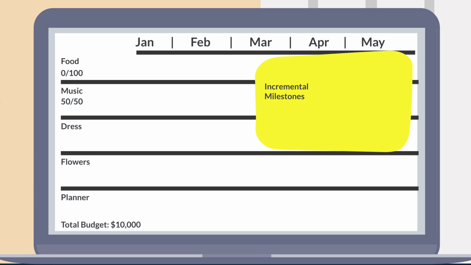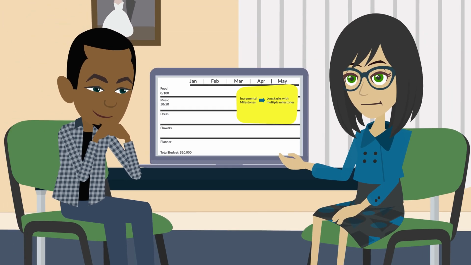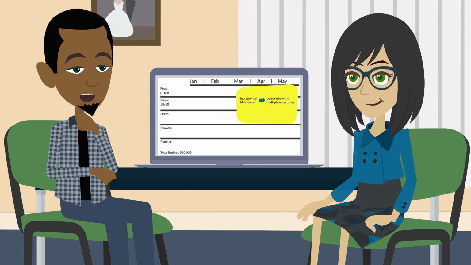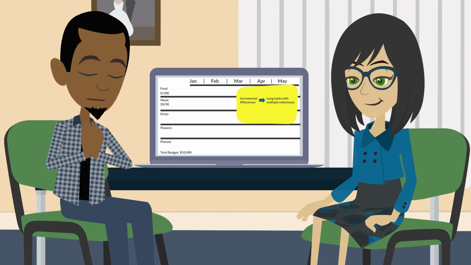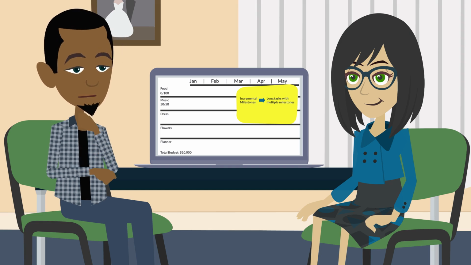Now, the incremental milestones EV technique. Use this for long tasks with multiple milestones, where you need to divide the work into smaller parts, each with measurable milestones. Okay, now out of these tasks, which one do you think would use incremental milestones? Long project with multiple milestones? That sounds like the custom dress.